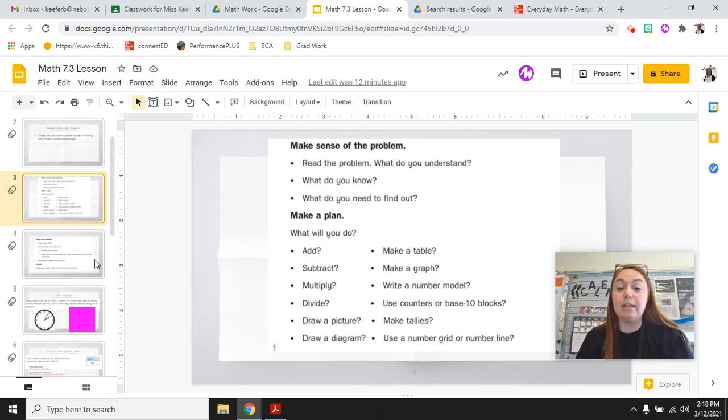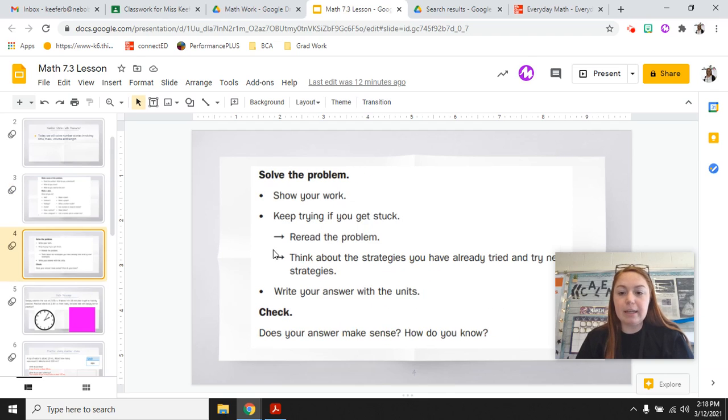A lot of the time they say a number model with a question mark or a number model with the letter that represents the unknown value. Do you need to make tallies? Do you need to use some resources like a number grid or counters? So just what is your overall plan for your problem?